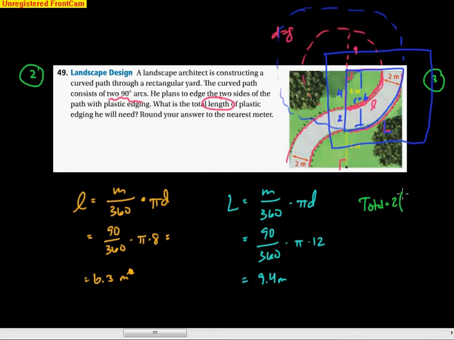is equal to 2 times 6.3 plus 9.4. I got 31.4. And that would be meters, because it is length, right? Not meters squared, but meters. Be careful of your units.